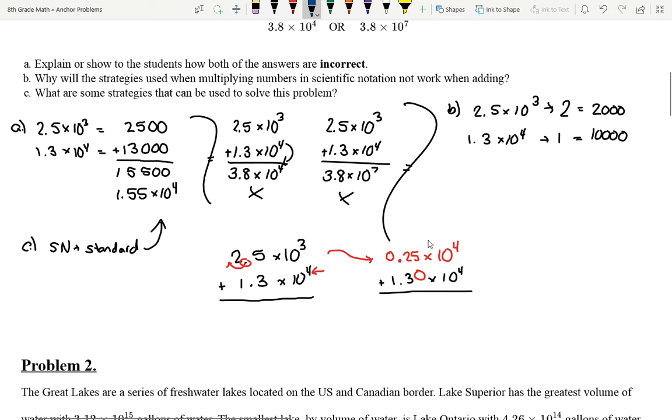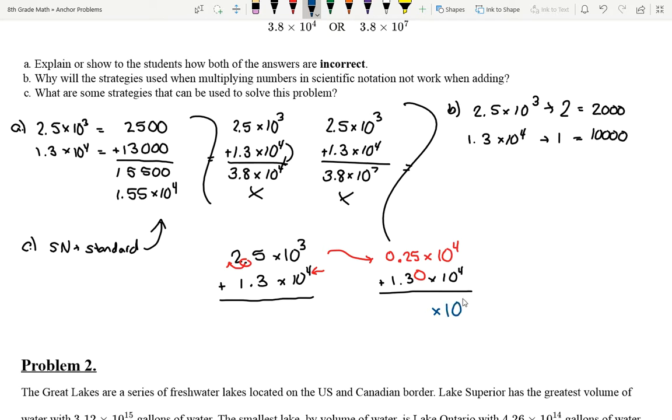And now when I add these, since I have the same magnitude, since it's times 10 to the 4th for both, remember, this one was a 10,000, the 3 would have been 1,000. Hey, that 2 is still 1,000 or 2,000 in this case. So now it's like lining up your place values so you can have this times 10 to the 4th thing.